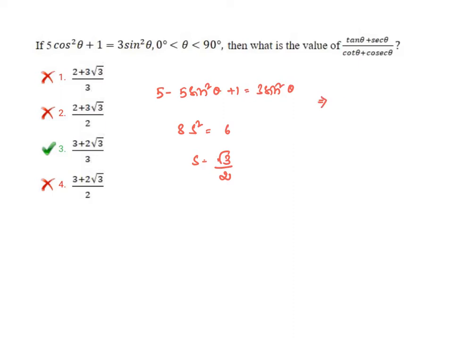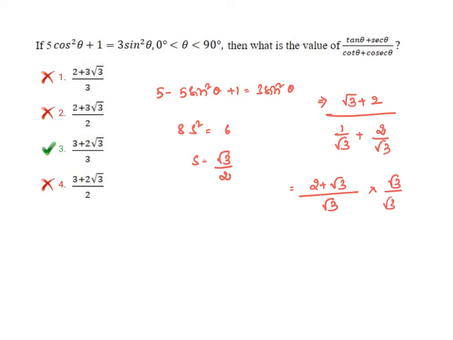Therefore tan theta becomes root 3, plus 2 by cot theta, which is 1 by root 3. Cosecant is 2 by root 3. Therefore 2 plus root 3 by, this is 3 by root 3, it becomes root 3. So multiply it with root 3 by root 3. It becomes 3 plus 2 root 3. Denominator is 3.